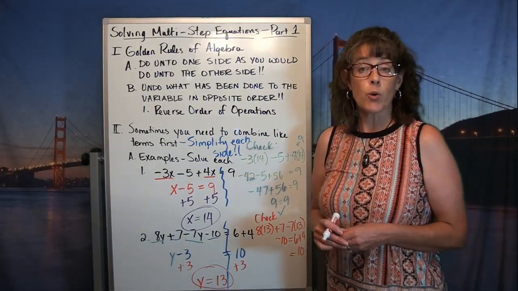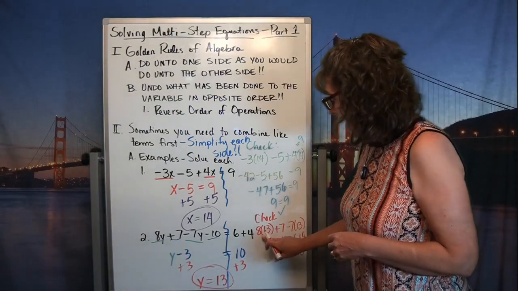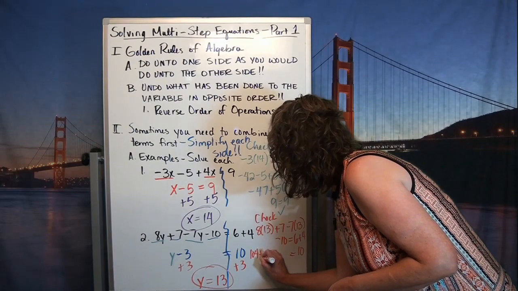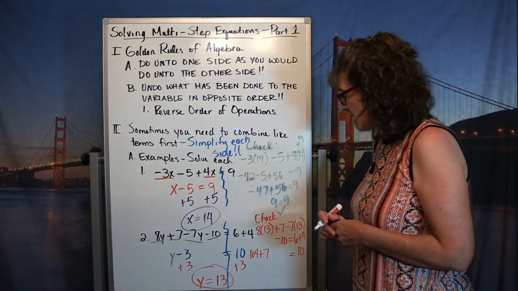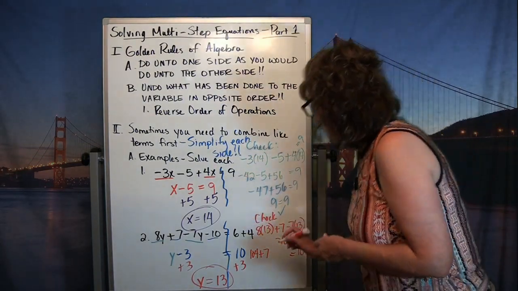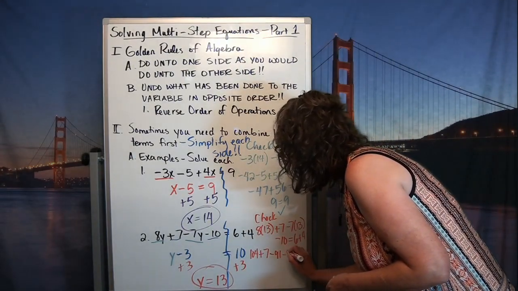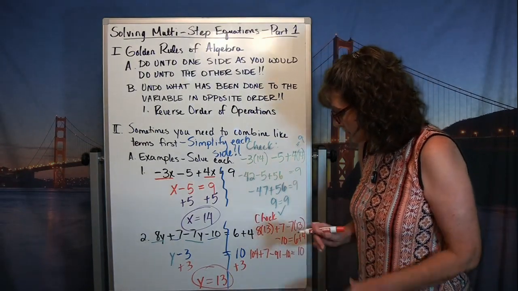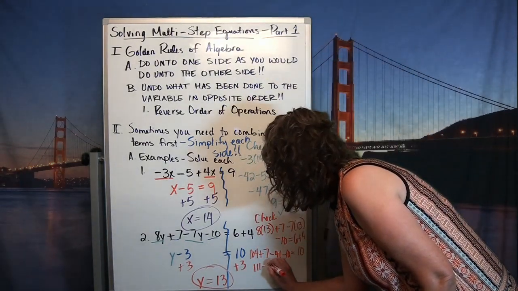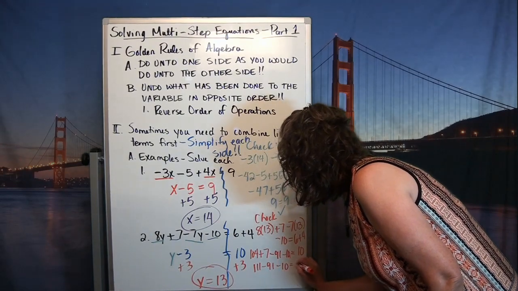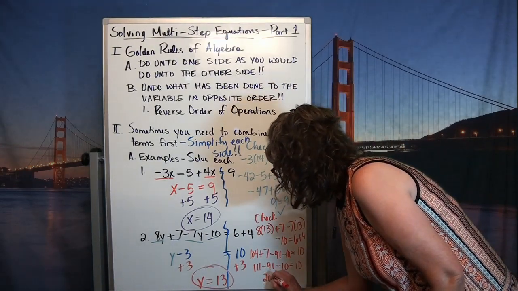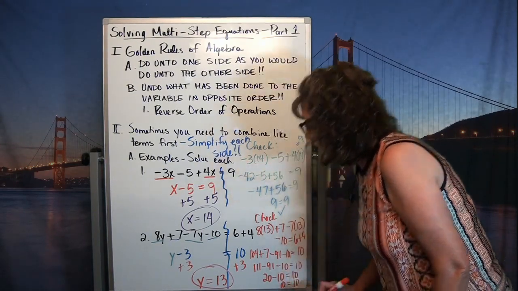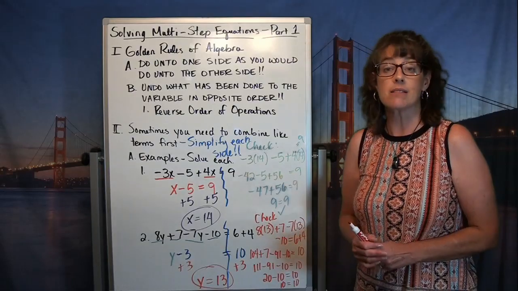Now once again, with that order of operations, we do multiplication first. 8 times 13 is going to be 104, so we have 104 plus 7. 7 times 13 is going to be 91. And now we're just going to work our way left to right. So 104 plus 7 is going to be 111. 111 minus 91 will be 20. And 20 minus 10, is that 10? Yep, it sure is. So once again, we were able to create truth.